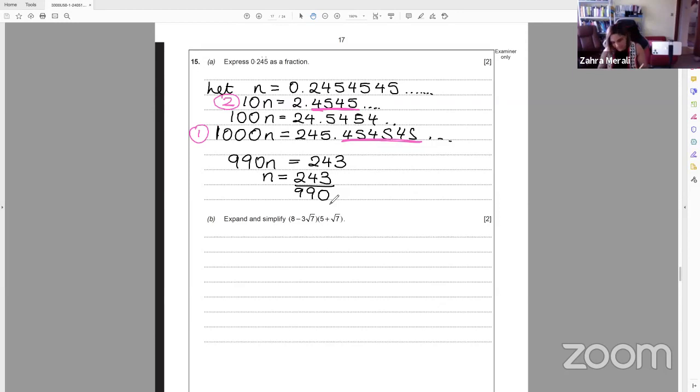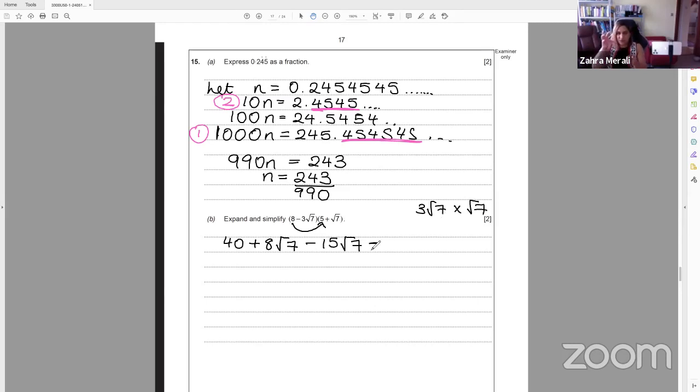So we've got to expand the brackets here. So what we're going to do is 8 times 5, and that gives you 40. Then we've got 8 times root 7. So we get 8 root 7. We've got minus 3 root 7 times 5 to give you minus 15 root 7. And then you've got minus 3 root 7 times root 7. So we know it's a minus.